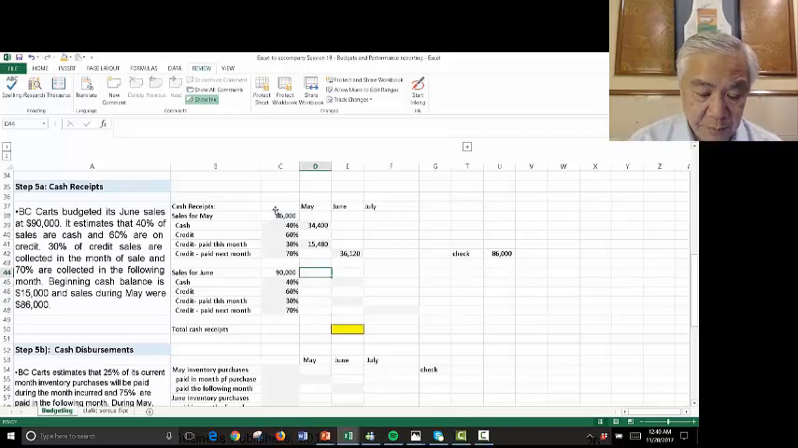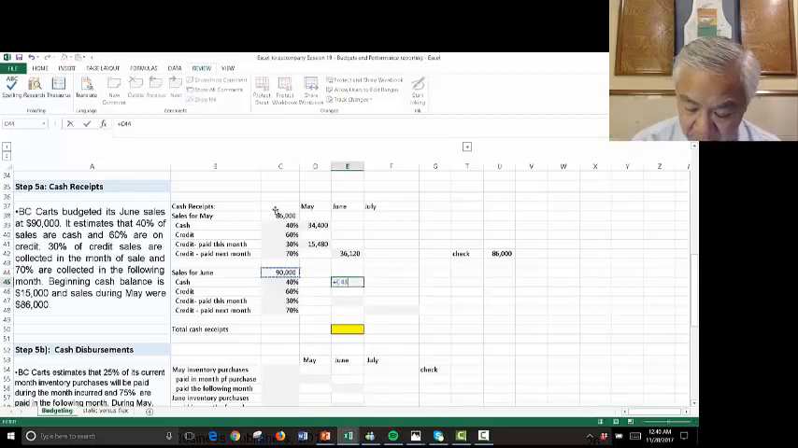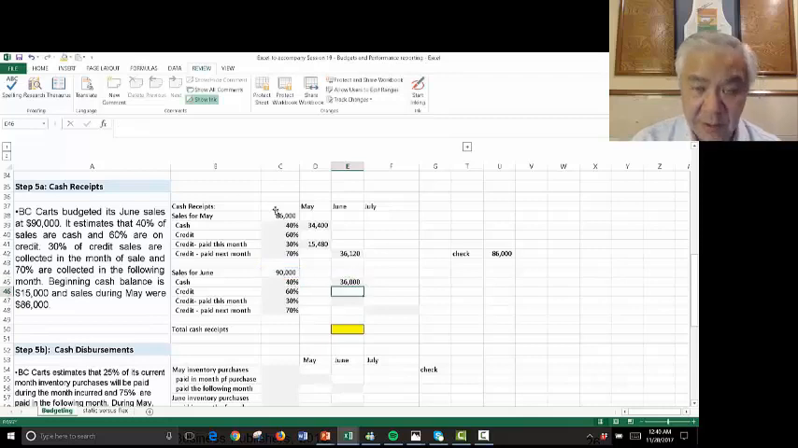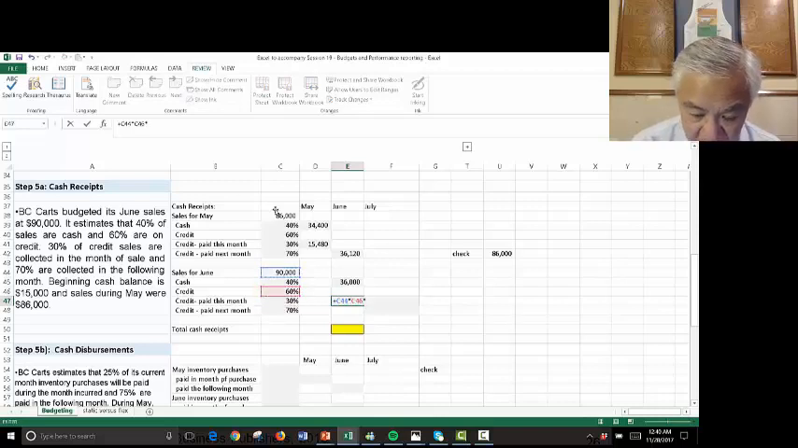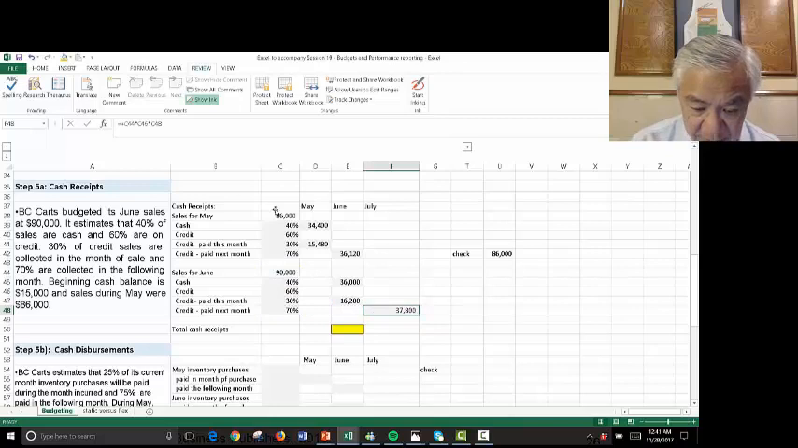Okay, so now we do June, which is 90,000, and the same spread of cash versus credit and the payment pattern. Let's start with the cash sales in June, 90 times 40%, 36,000. Next, we take the credit amount, which is 90 times 60% times 30%. And then we'll take the rest, which is 90,000 times 60% times 70%. And that's 37.8.